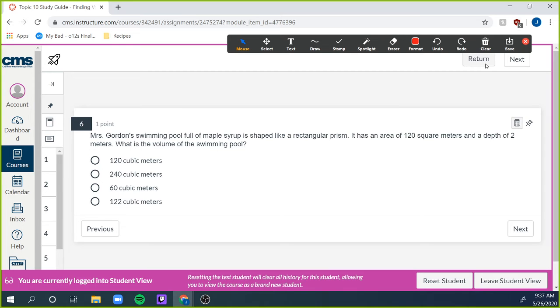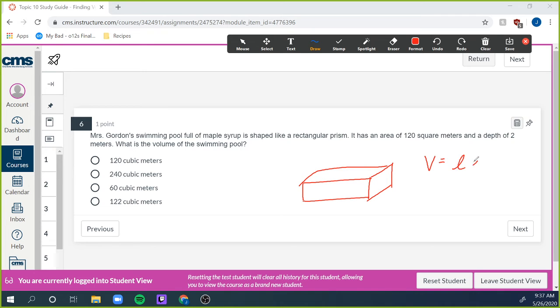Mrs. Gordon's swimming pool full of maple syrup is shaped like a rectangular prism. So she has a swimming pool shaped like a rectangular prism. It has an area of 120 square meters and a depth of 2 meters. What is the volume of the swimming pool?